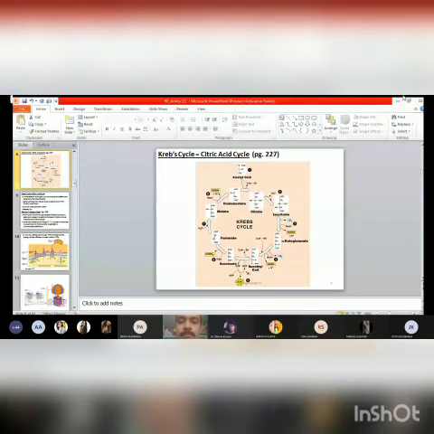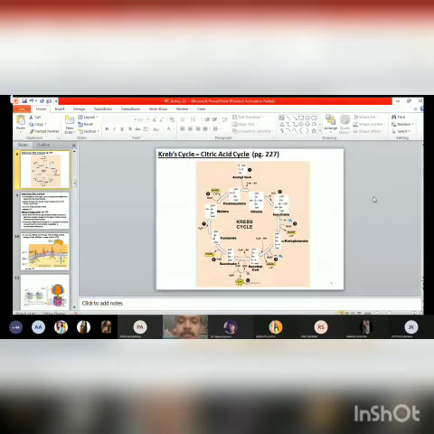This malic acid is again oxidized to generate NADH, and the resulting keto form is called oxaloacetate. So we started with oxaloacetate. What happened is we have oxidatively decarboxylated citrate to get back oxaloacetate. Whatever two carbon atoms enter in the form of acetyl CoA are lost in the cycle as 2 carbon dioxide.